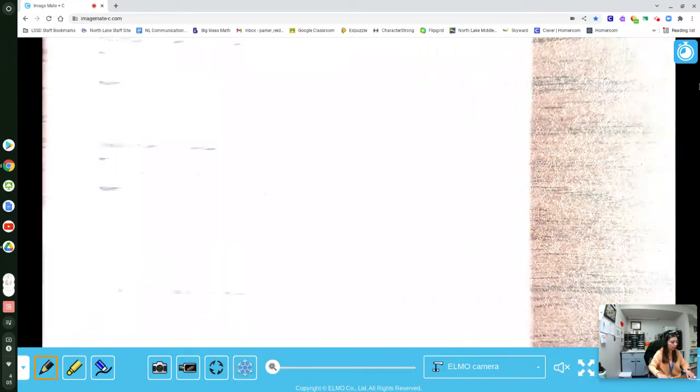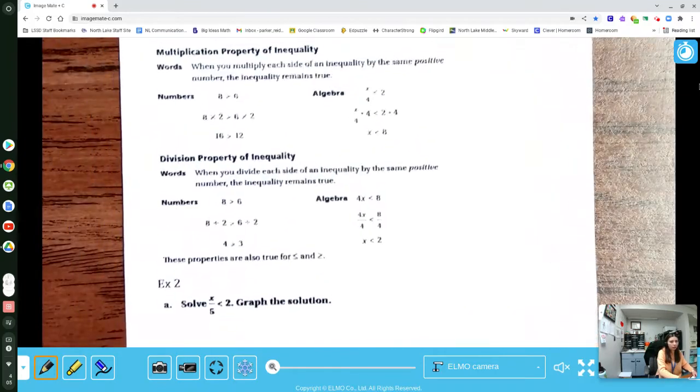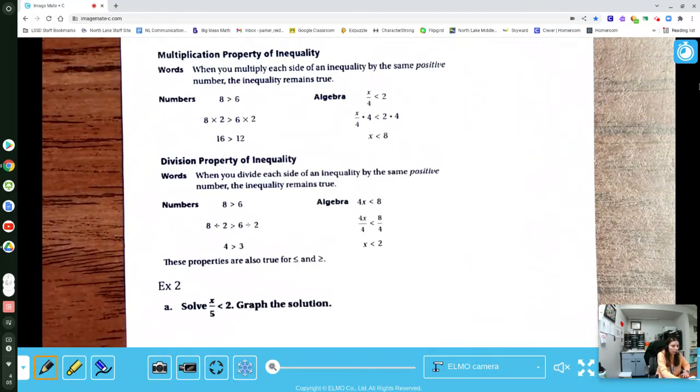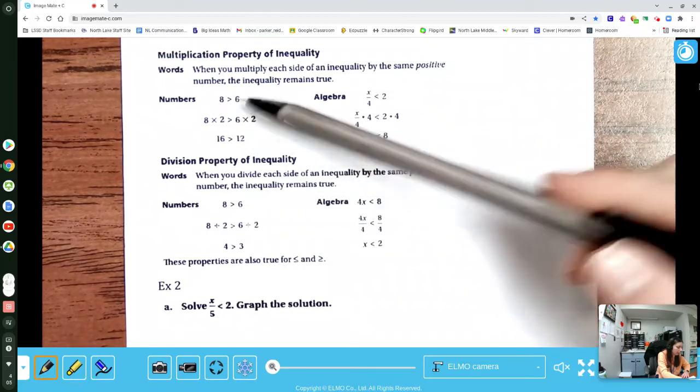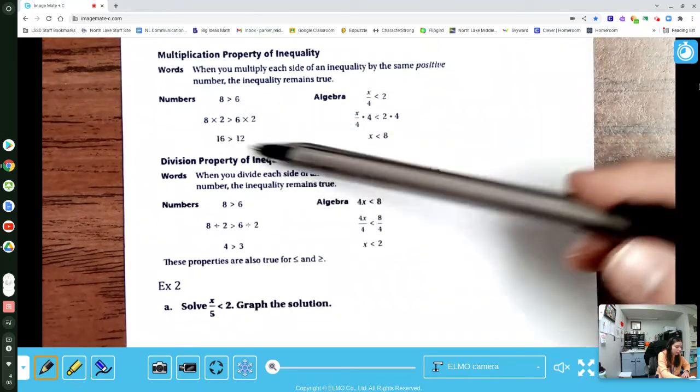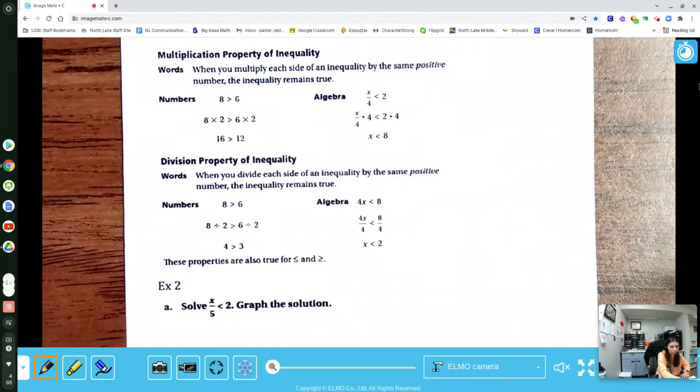Okay, we're now going to jump into the next piece. The multiplication property of inequality. When you multiply each side of an inequality by the same positive number, the inequality remains true. So 8 is greater than 6, that's true. Multiply both sides by 2, we get 16 is greater than 12, still true.